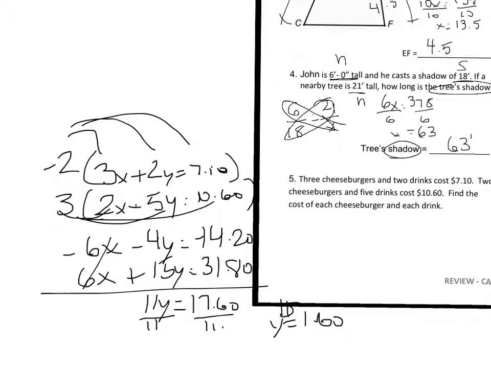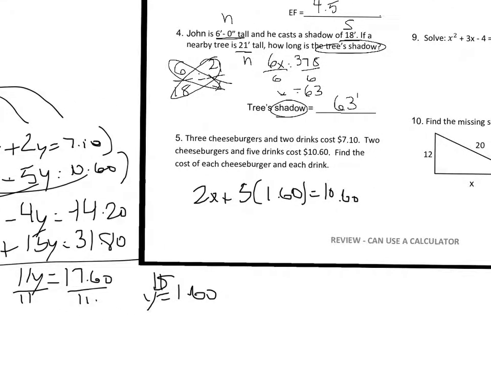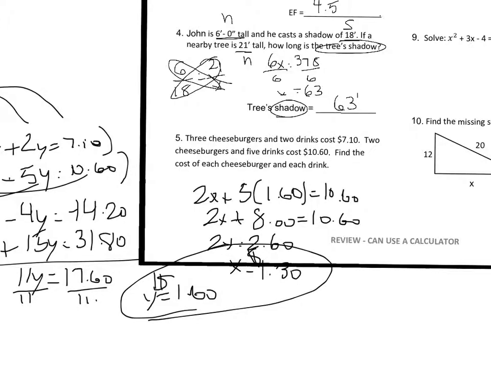Now I need to take that and solve for x. So I have 2x, I'm just going to use the bottom equation, plus 5 times 1.60 equals 10.60. And I'm going to solve for x. I get 2x plus 5 times 1 is $5, 5 times 0.60 is $3, so 2x plus $8 equals $10.60. Subtract 8 from both sides, I get $2.60. Divide by 2, I get $1.30. So I have cheeseburgers that are $1.30 and drinks that are $1.60.